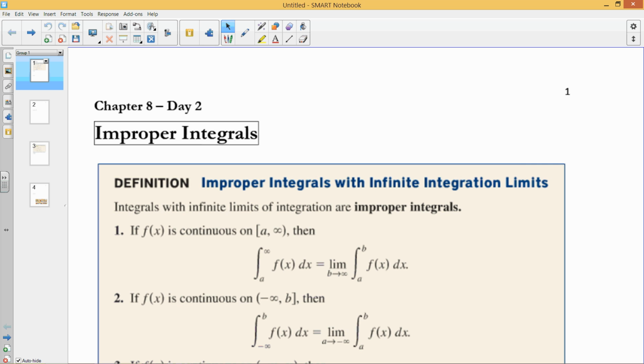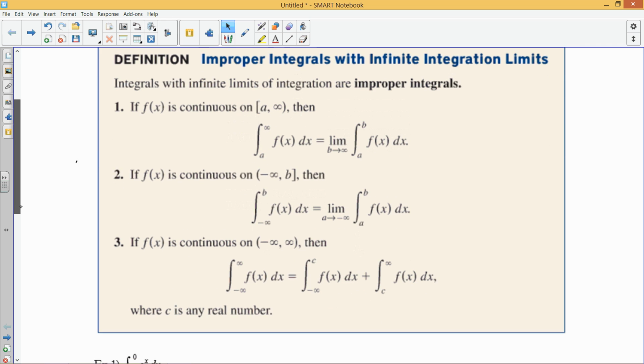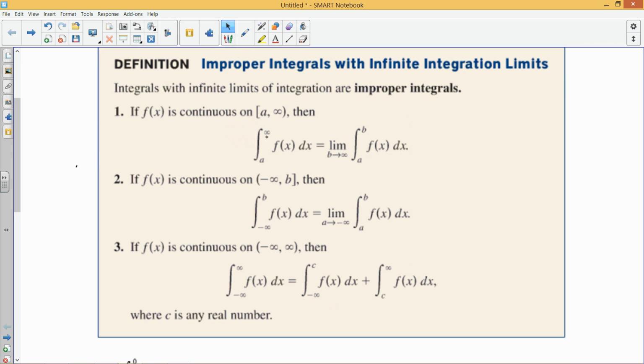All right, welcome to improper integrals. Now, what's an improper integral? An improper integral is basically, one definition is when you have an integral where one of your boundaries or both of your boundaries have an infinity in them. So when your limit of integration has an infinity, either the top, the bottom, or both, that's an improper integral.